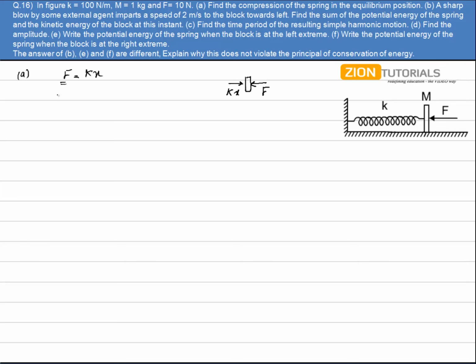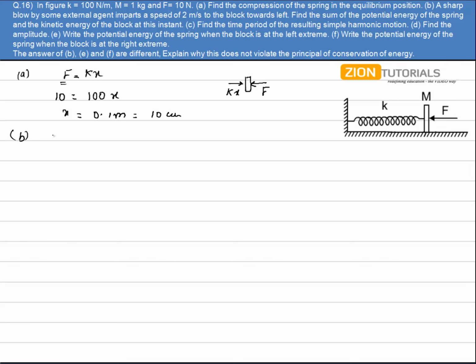So for equilibrium position, F is equal to Kx. F is given as 10 Newton and K is given as 100, so X comes out to be 0.1 meter or 10 centimeter. Alright. In the second part, a sharp blow by some external agent imparts a speed of 2 meter per second to the block towards left. Find the sum of potential energy of the spring and the kinetic energy of the block at this instant.